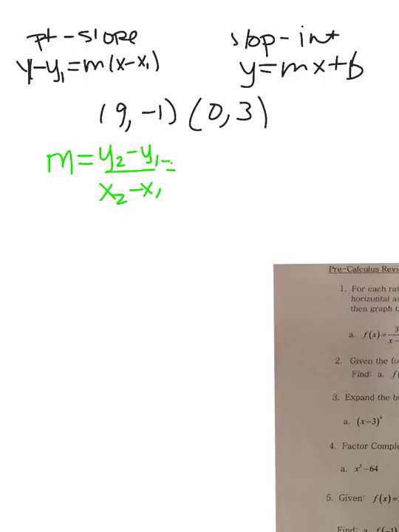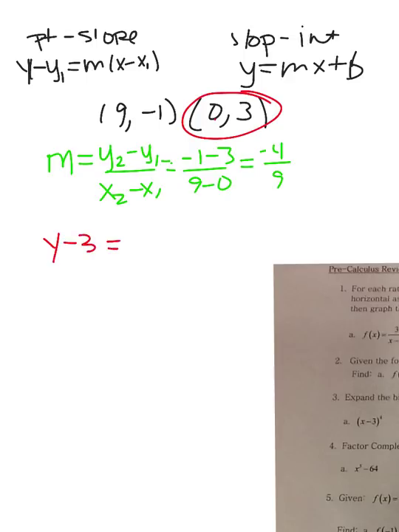All right, so I have -1 minus 3 over 9 minus 0. So that's -4 over 9. So my point slope is going to be, you can pick any point you want. I'm going to pick this point because it has 0 to make things a little bit better. So I have y minus 3 equals my slope, which is -4/9 times x minus 0. So that's my point slope.